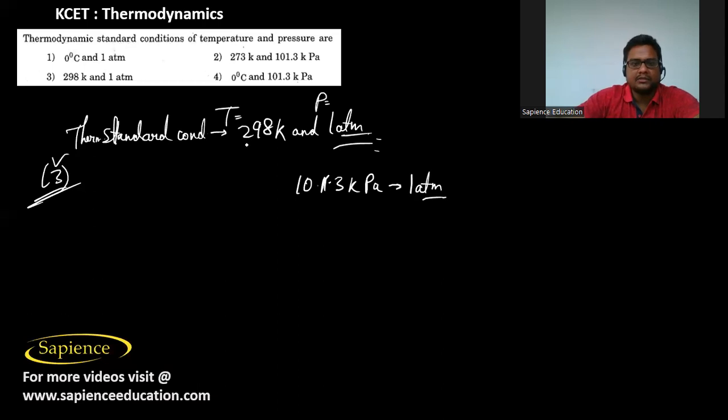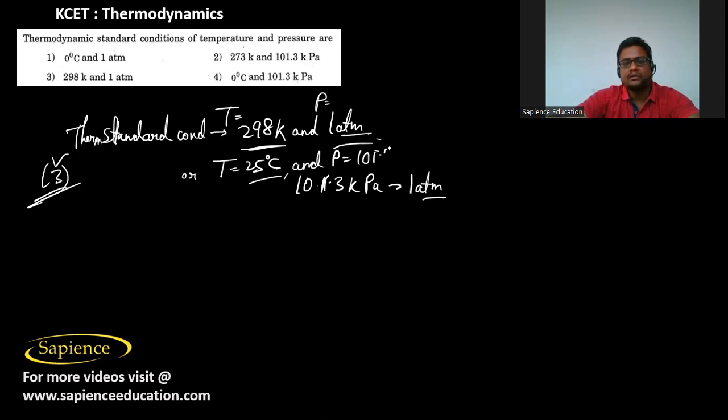But here it should not be 0 degree Celsius. The temperature should be 25 degree Celsius or 298 Kelvin. So it means for the thermodynamic standard conditions, we can also say the temperature should be 25 degrees Celsius and the pressure should be 101.3 kilopascal or 1 atmosphere.